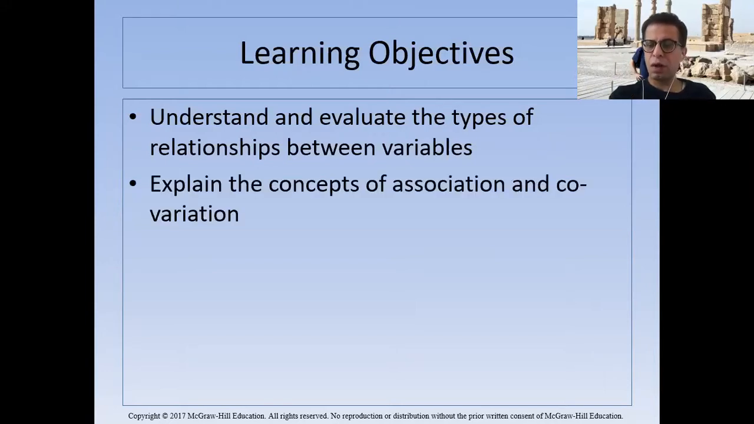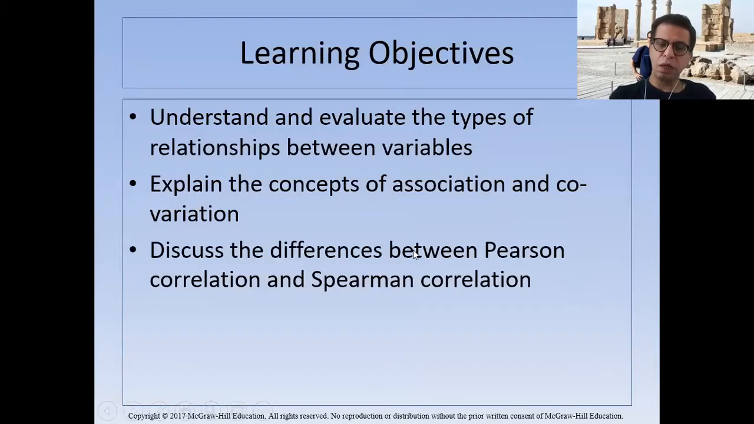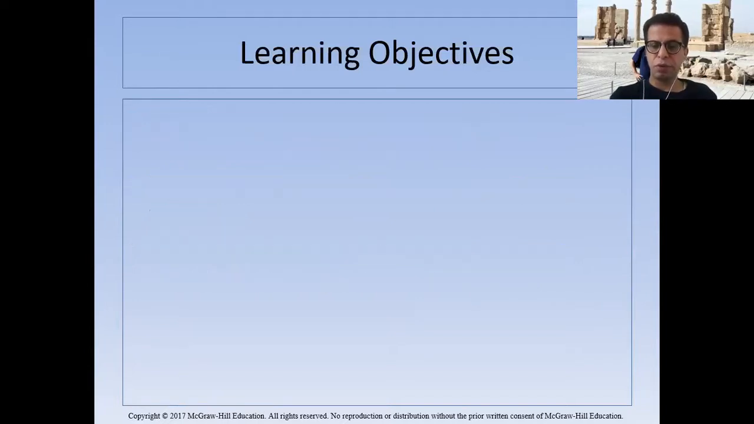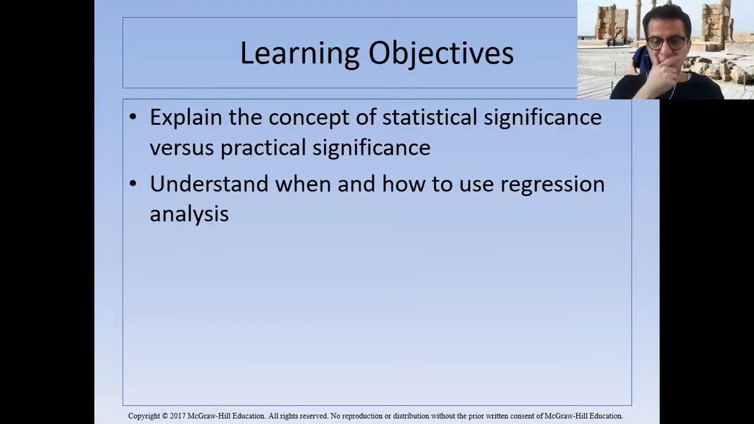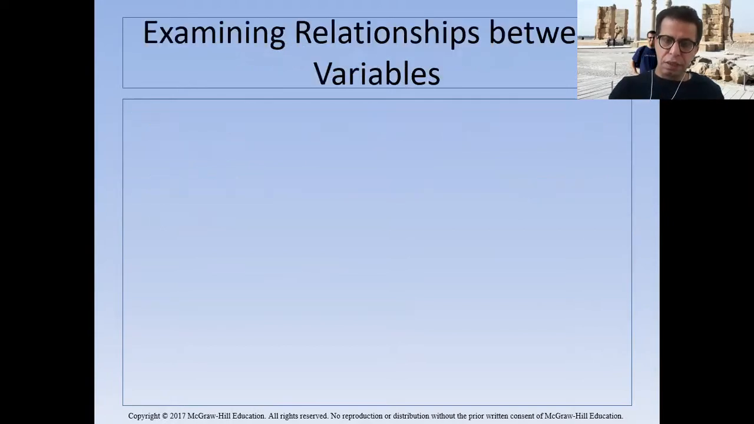Explain the concept of association and the covariance. We will discuss the difference between the Pearson correlation and Spearman correlation. What's the difference between them? When do we use the Spearman correlation and when do we use the Pearson correlation? Explain the concept of statistical significance versus practical significance. Where are the numbers statistically important? Understand when and how to use the regression analysis.